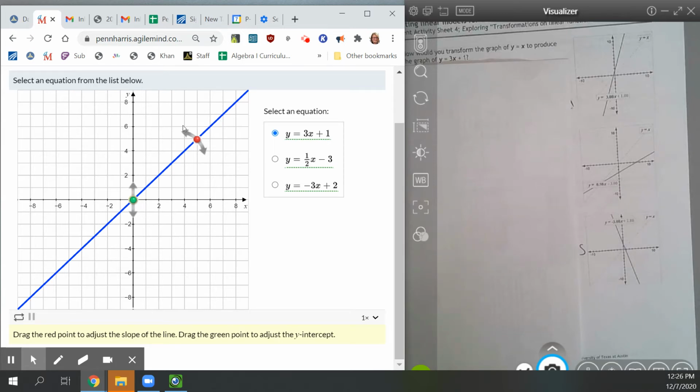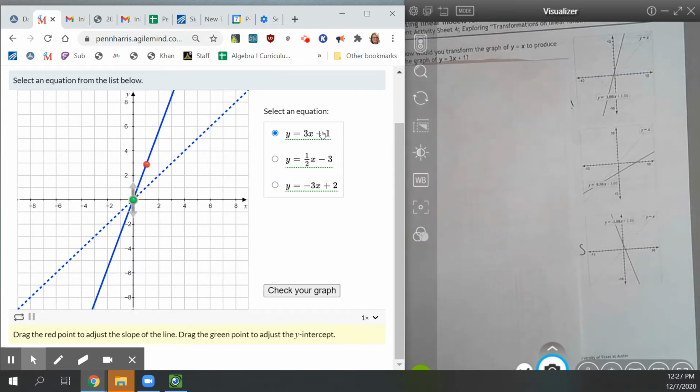Remember, they want to know what we have to do to the graph. So the first thing they wanted us to do is drag the red point to adjust the slope of the line. Well, this line is up 1 over 1. We need to make it go up 3 over 1. So I'm going to move it 2 more units up. It was already 1 unit up. And we can test this, guys. You can take that back down to 0 and go up 1, 2, 3 over 1.